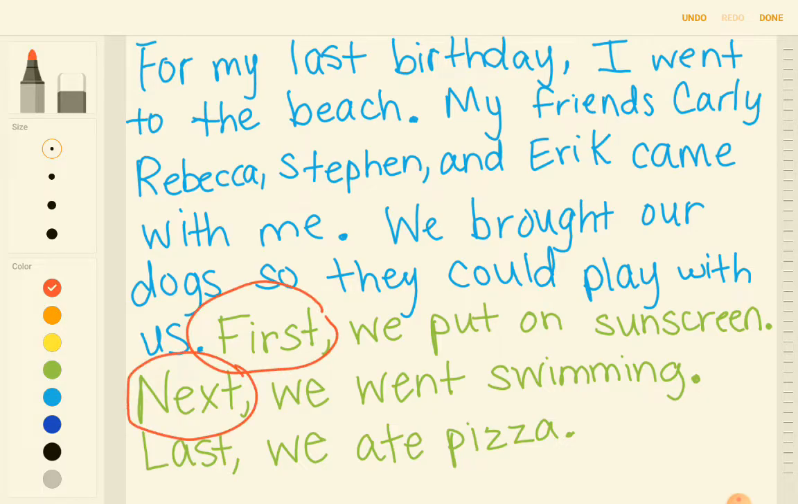First, next, last. This is something you have to check on your own and make sure they're in order, because I wasn't at your birthday party with you, so I don't know what you did first and what you did last. So you just have to make sure that you put that in order on your own. But remember, first is the word that's going to go at the beginning, next is the second word, and last is going to be the last thing that happened in your story. Okay.